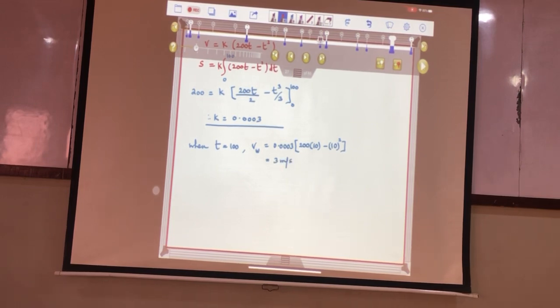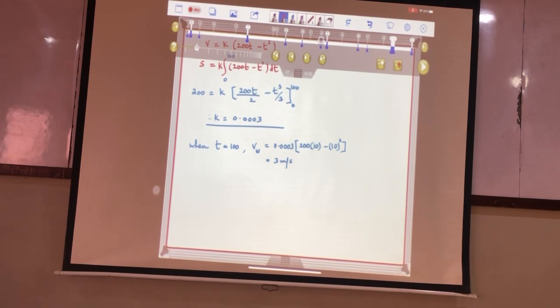When t is equal to 100, v_W is 0.003 × 200 × 10 minus 10 squared. So the velocity of the woman at 100 seconds comes out to be 3 meters per second. Now we'll be using this value when we draw the velocity-time graph.